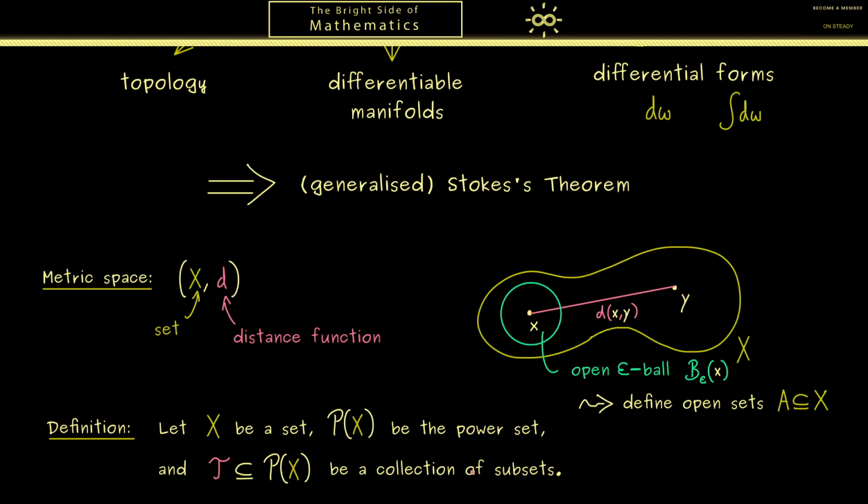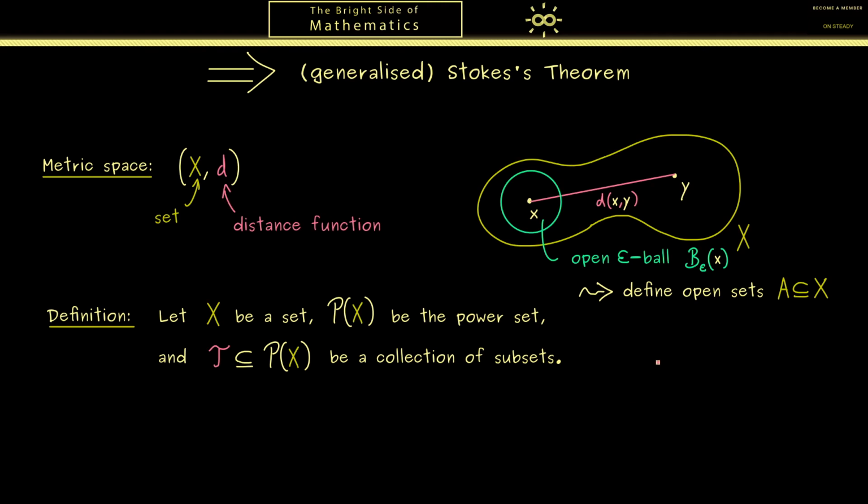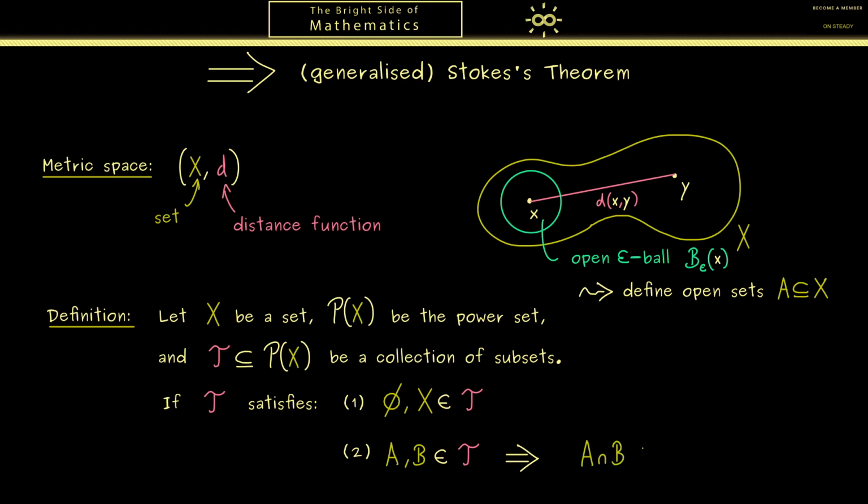Now, these subsets should be the open sets, therefore they have to fulfill all the rules like in the metric space. Indeed, we will fix 3 important properties here. Now, the first one is very simple. We just say that the empty set and the whole space X are open sets. More precisely, they are elements of the collection T. Then, the second property I already mentioned, if we take 2 open sets A and B, then this implies that the intersection is also an open set.